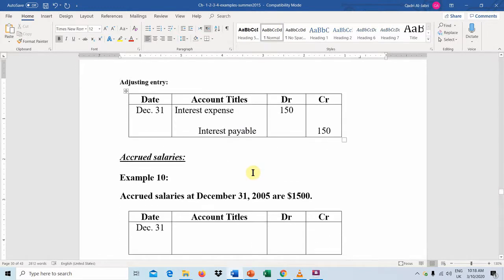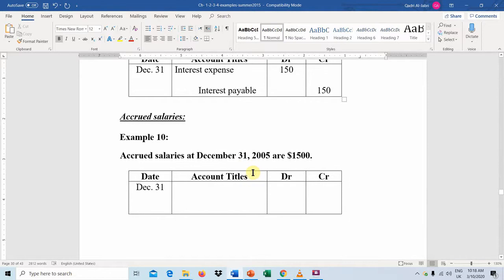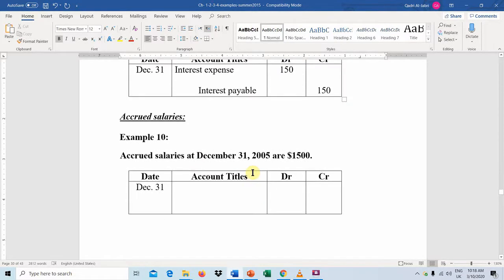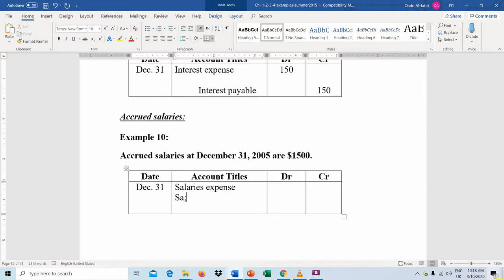Accrued salaries are another example of accrued expenses. Assume we have a simple question saying that we have accrued salaries. For example, employees worked during December a specific number of days that we did not pay for, these salaries for these days. Assume it was 1,500. So in this case, we will debit salaries expense and credit salaries payable.